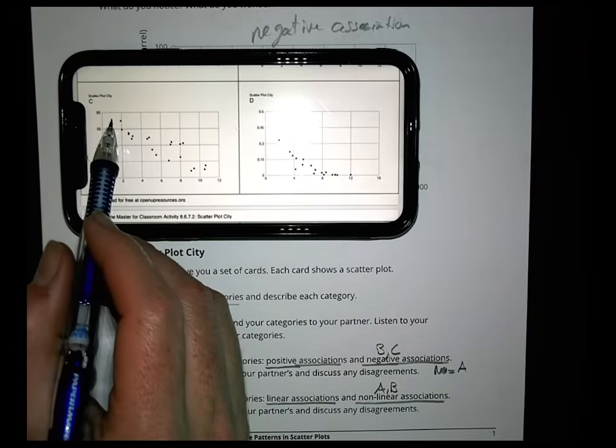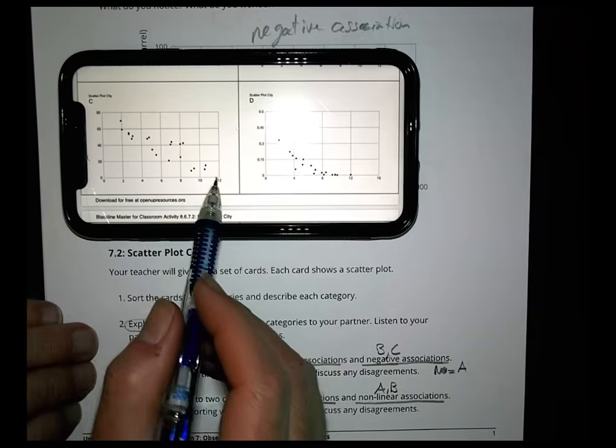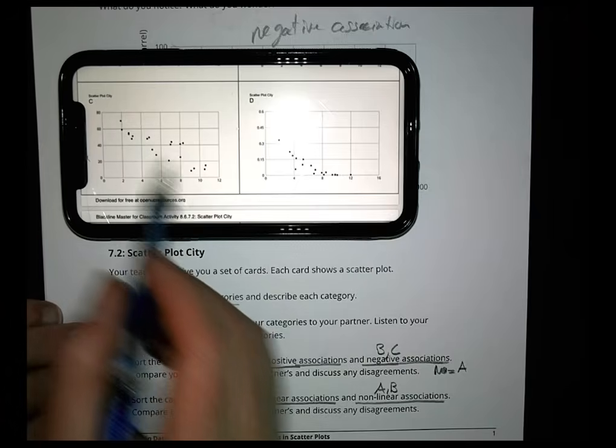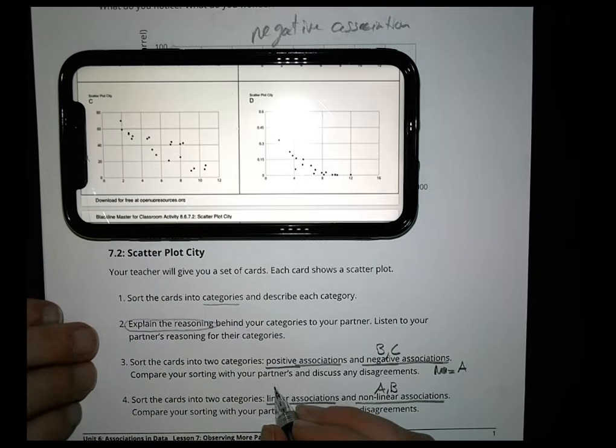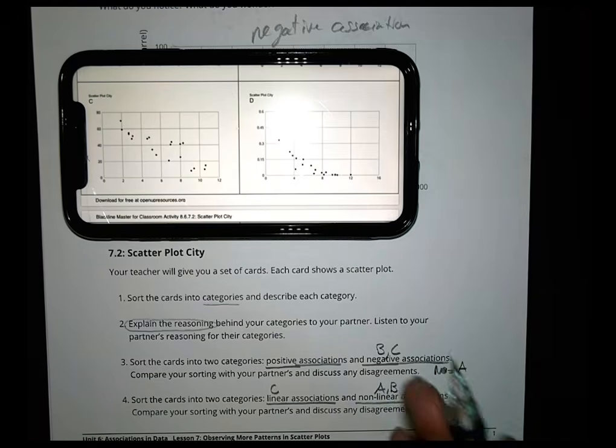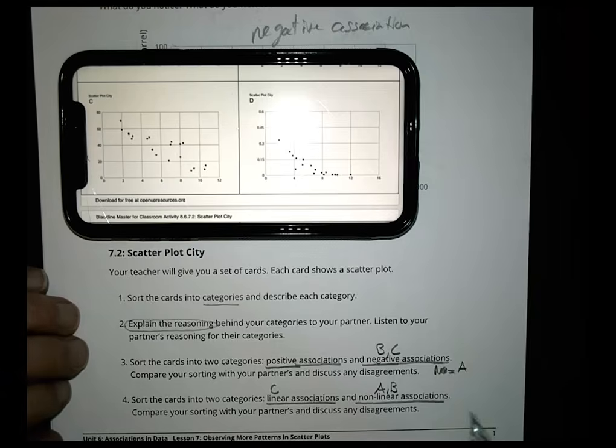And because you could draw a line right through the middle and most of the data points would be near that line, we would probably say this is a good example of a linear association. Just keep in mind, linear doesn't mean it needs to be perfectly in a straight line. It's not going to be that way. But you could make a line where most of the dots fit around that line, and that's what we refer to as linear.